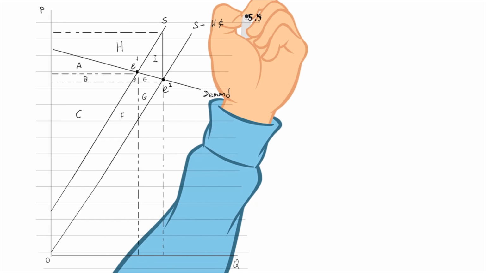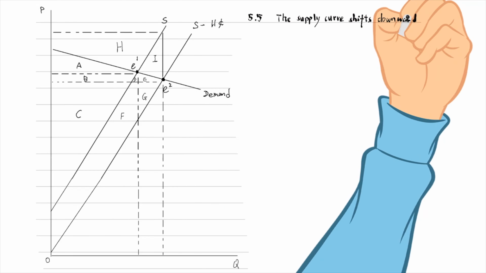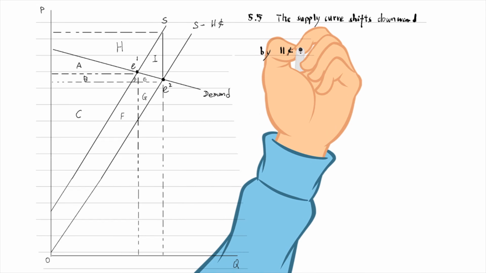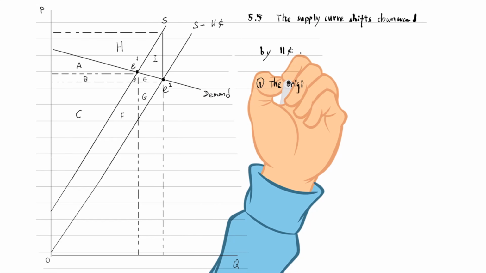The supply curve shifts downward by 11 cents because the subsidy reduces the firm's marginal cost by 11 cents per unit, and the firm's supply is its marginal cost above its minimum average variable cost. The market supply curve is the horizontal sum of the firm's supply curves. It falls by 11 cents for each level of quantity. We still follow the 3 steps to solve the problem.